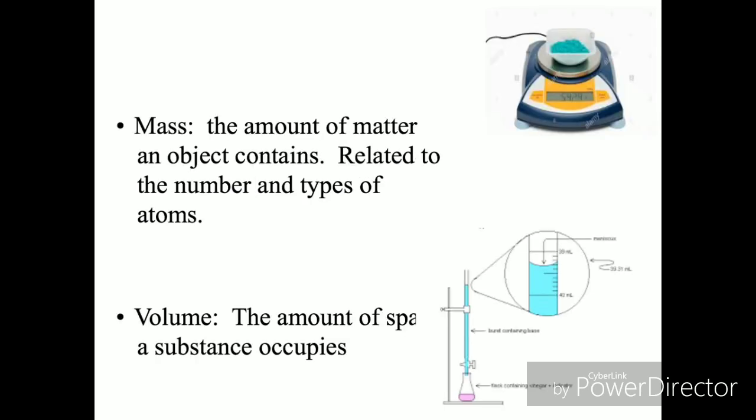Density is described as the relationship between mass and volume. So mass is the amount of matter, or atoms, in a substance. It is related to both the type and number of atoms present. We measure mass with a balance. Volume is the amount of space a substance occupies. One way to measure volume is to use an instrument called a burette or a graduated cylinder.